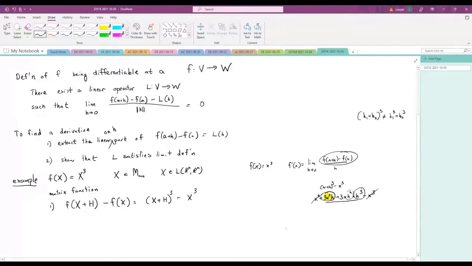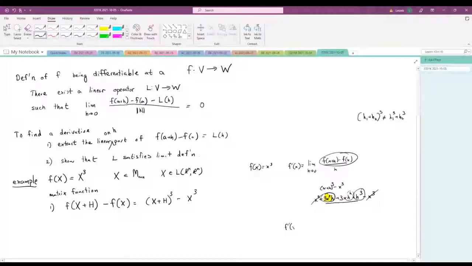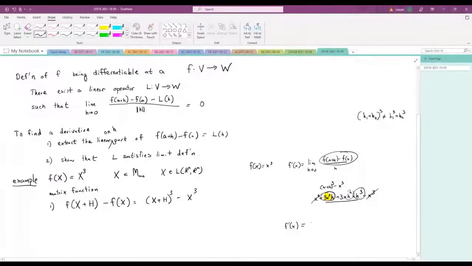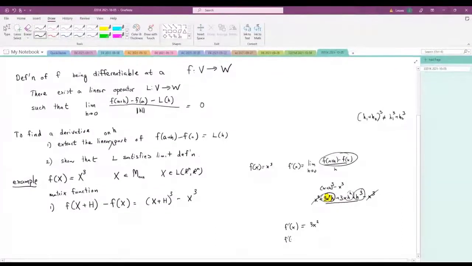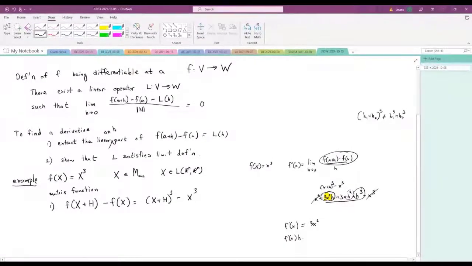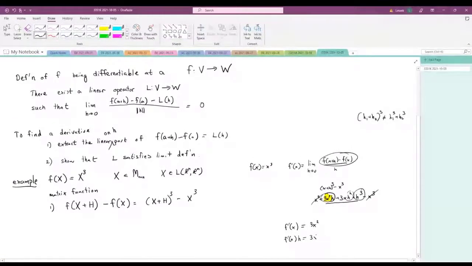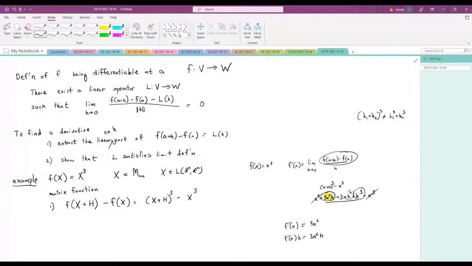So I would guess that if there's a derivative, it would be 3x squared, which it is. And then you might want to say that this derivative acts on h by simply multiplying it. So this derivative acts on h.